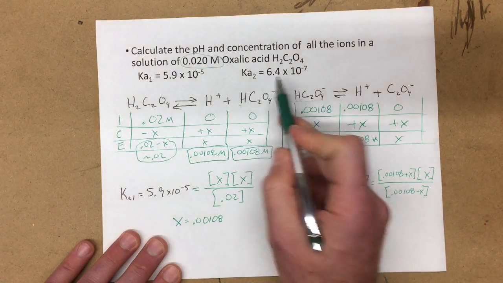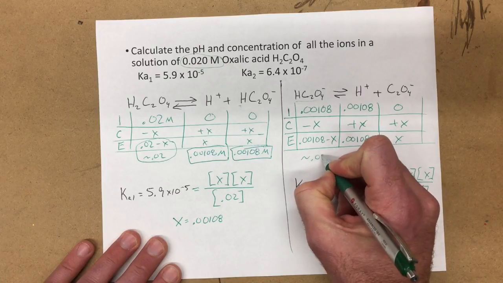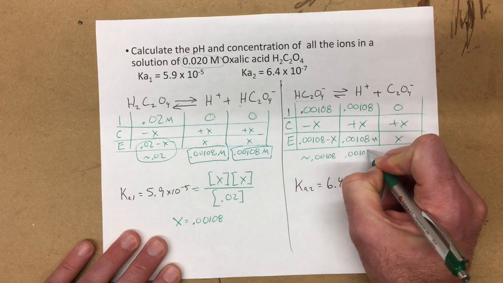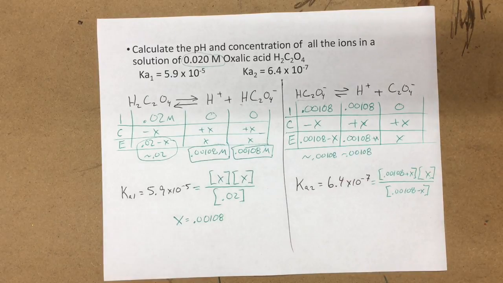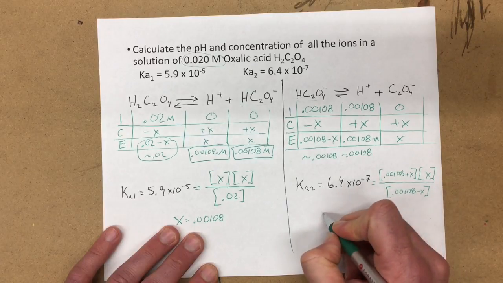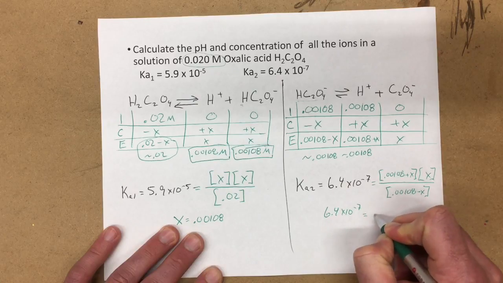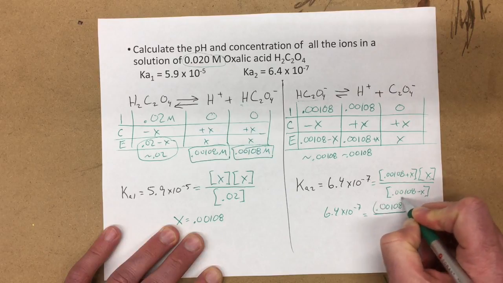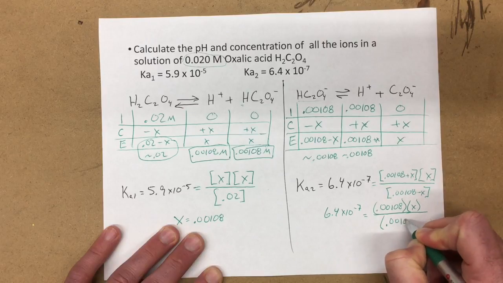Just like we did over here, we can say that x is going to be a pretty small number since the K is a pretty small number. And so what I can do here is say that this is going to be pretty close to 0.00108. This is also going to be pretty close to 0.00108. So x is a small number. It's going to change these a little bit, but not enough to make a big difference. So for ease of calculations, let's say that it's just going to look like this. 6.4 times 10 to the negative 7 is equal to 0.00108 times x over 0.00108.